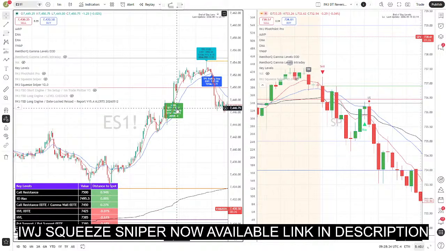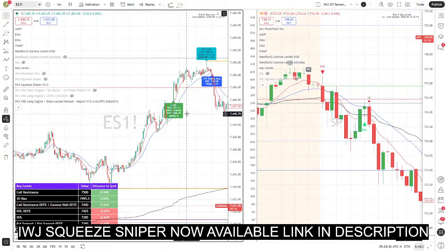It has nothing to do with us trying to do anything different or cheating you or anything like that. It's just the way TradingView works. We're working on a fix for it right now. But it still works very, very well.